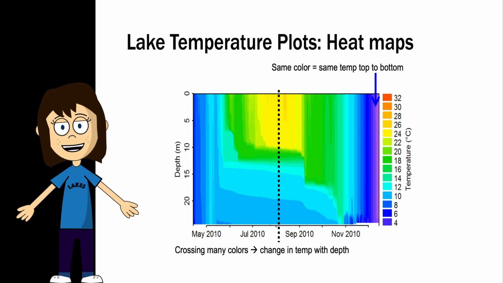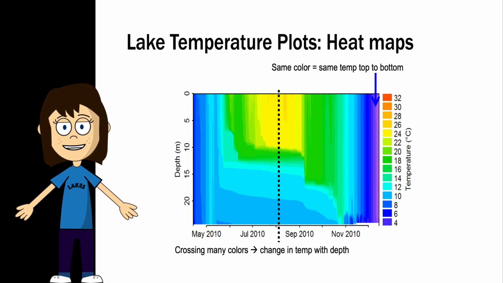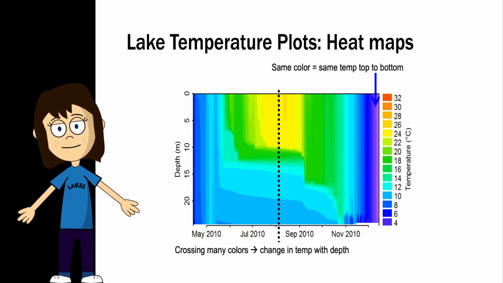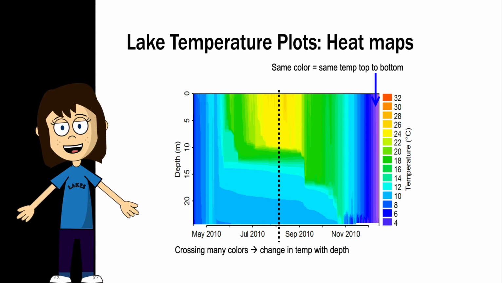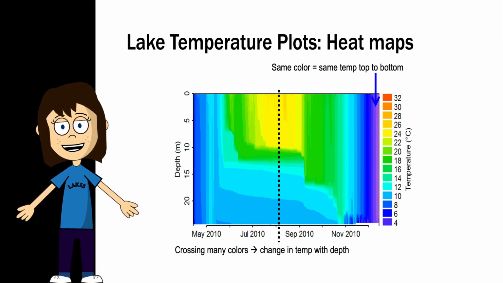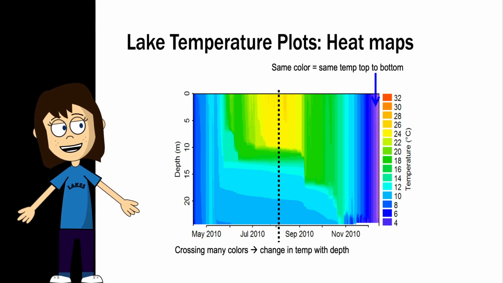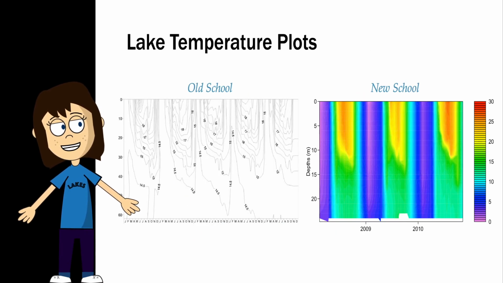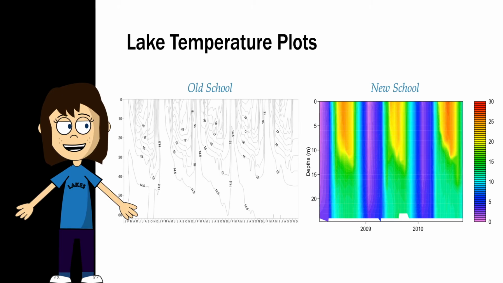If you look at a specific date and draw a vertical line, if there's multiple colors, you're passing through multiple temperatures. So in the summer, you can see that this lake is stratified. But in late November, the lake becomes isothermal. So when you read limnology papers, you might see lake temperature plotted either way. You could think of isotherms as the old school, original way of plotting lake temperatures, and heat maps as the relatively newer method.